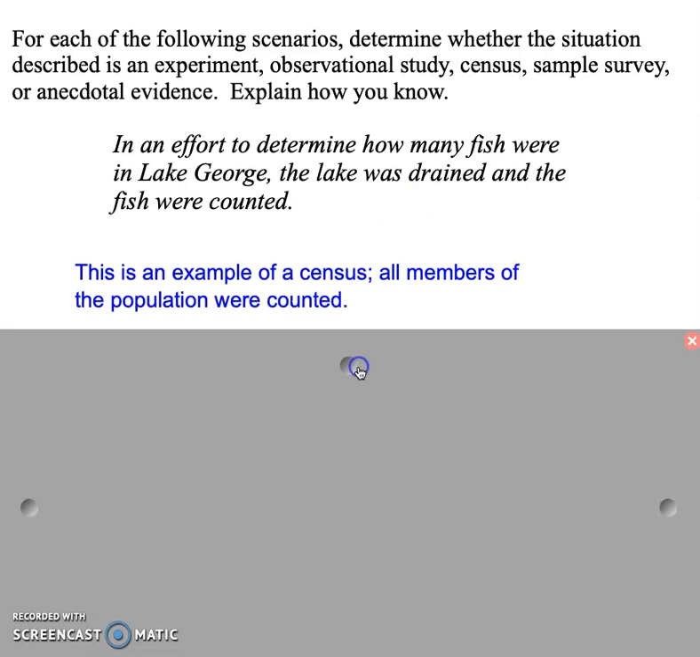Okay, another example. In this one, to determine how many fish were in Lake George, they drained the entire lake and counted all of the fish, unethical as it may be. If you ever do this and gather information from the entire population, it is known as a census.